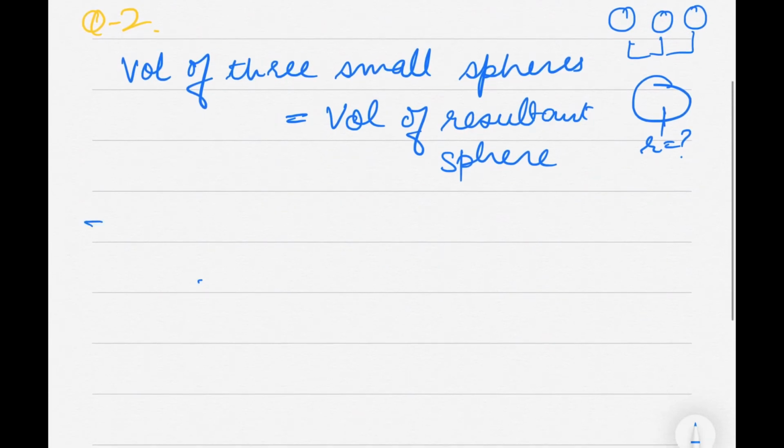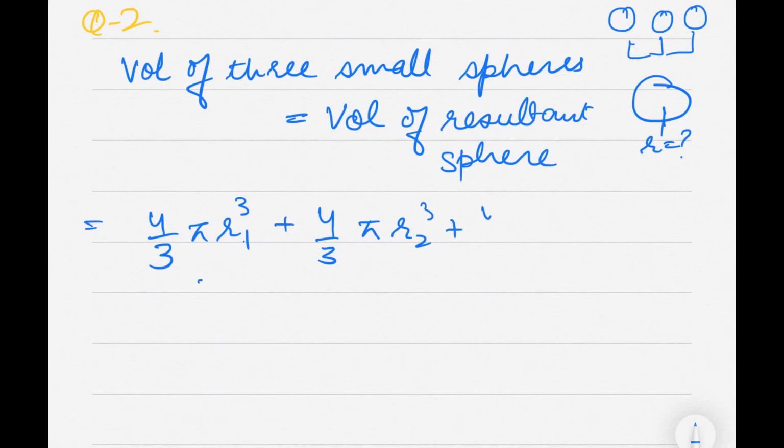So now I can compare. The volume of a sphere is 4 by 3 pi r cube. So this is the first sphere, I'll take first, second, third: 4 by 3 pi r1 cube plus 4 by 3 pi r2 cube plus 4 by 3 pi r3 cube. All three cubes have been taken. That will be equal to 4 by 3 pi, and I'll write capital R for the bigger one, which I have to find out.